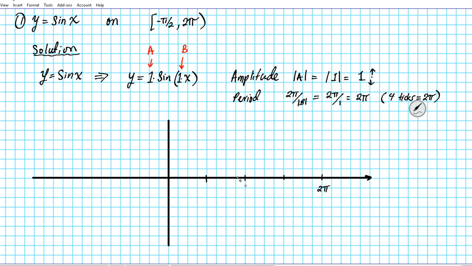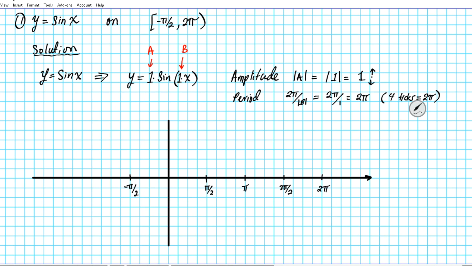So 2 pi is the full period, half a period is pi, or 180 degrees. A quarter of a period is pi over 2. So this is 90 degrees, 180, 270, or 3 pi over 2, and then 360, or 2 pi. That's a full cycle. Okay, and then to the left here, we're going negative 90 degrees, or negative pi over 2.